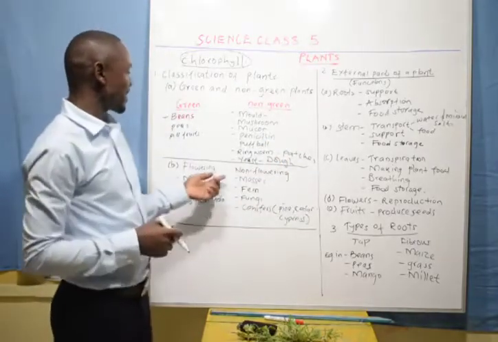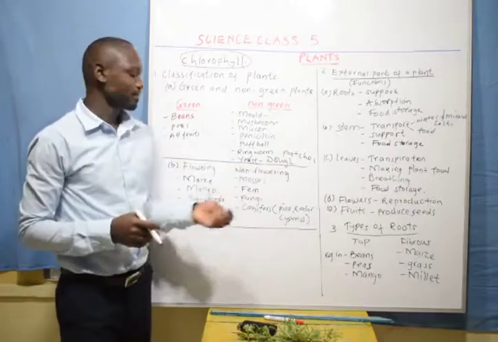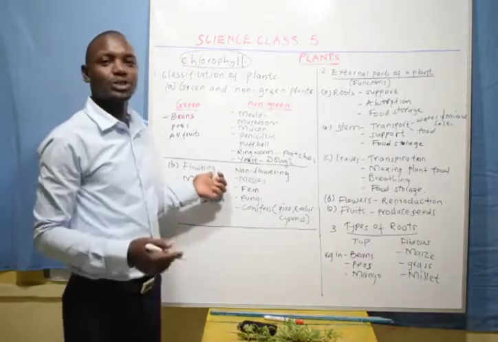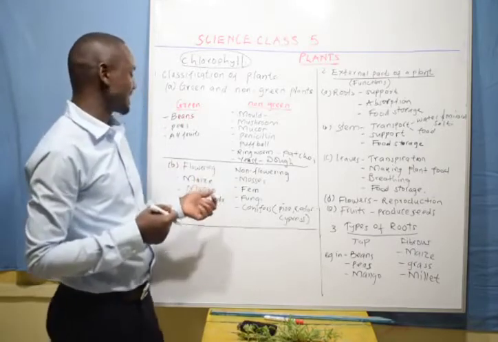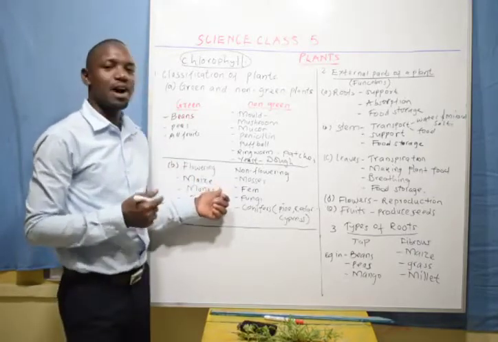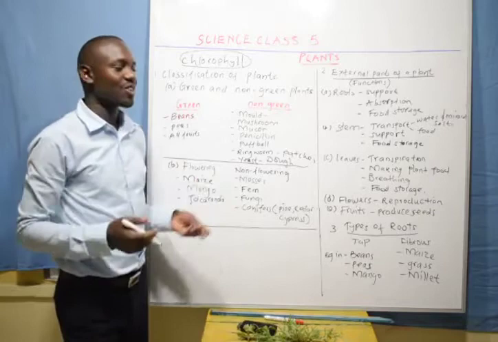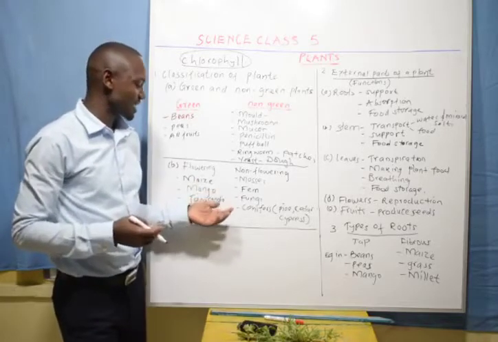Now we have flowering and non-flowering plants. Flowering plants are plants which reproduce by use of flowers. They produce flowers. Examples are maize, mango, jacaranda, and all other plants which produce flowers.